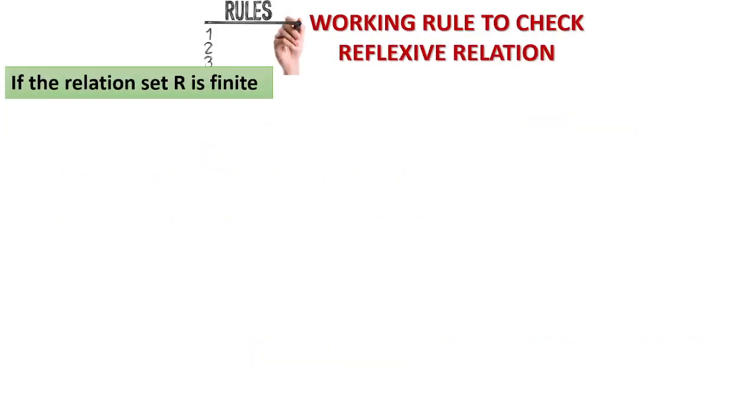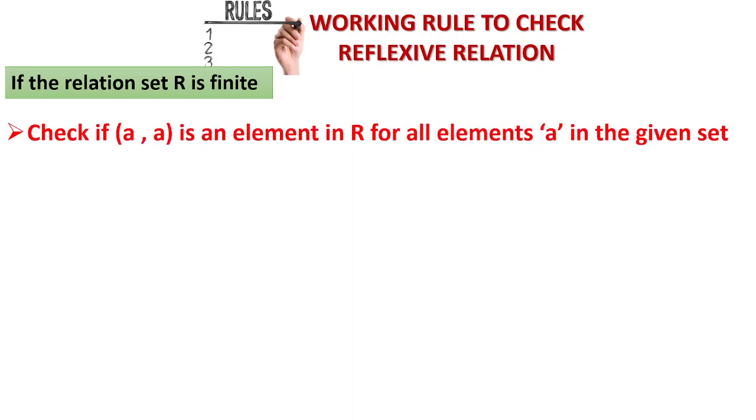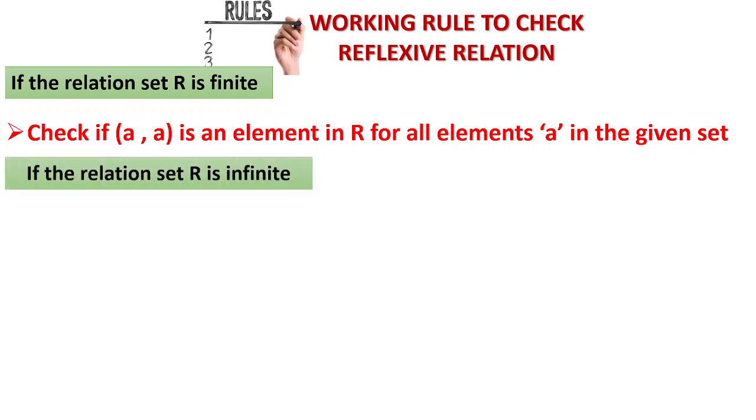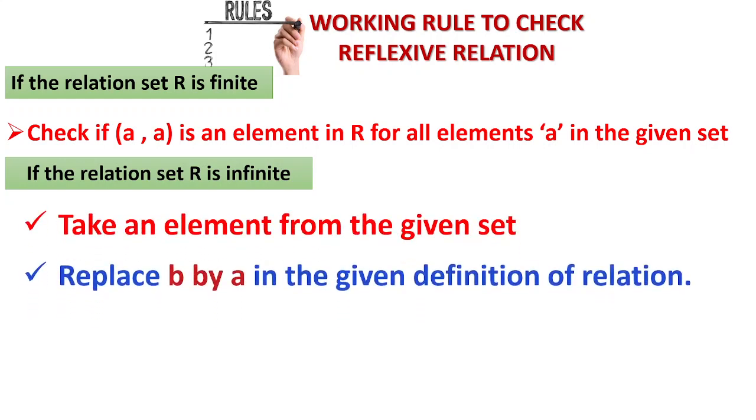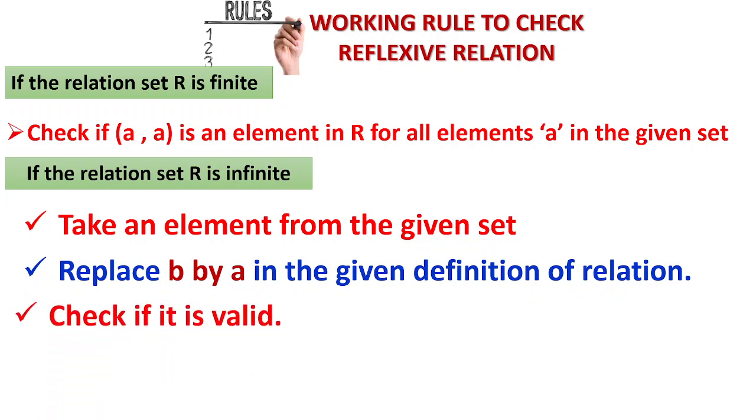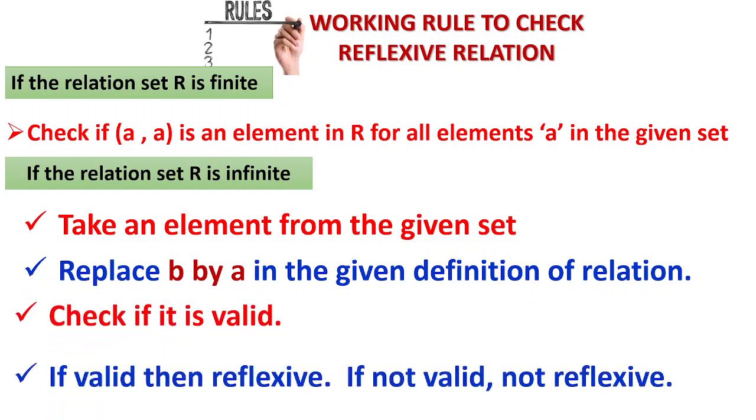Let us see the working rule to check a reflexive relation. If the relation is finite, and a is an element of the given set A, you simply check whether (a, a) is available there. If the relation R is given as infinite, then take an element, replace b by a in the given definition, and check whether it is valid. If valid, then it is reflexive; if not valid, then not reflexive. Therefore we are given two ways of checking a reflexive relation, depending on whether it is a finite set or an infinite set.